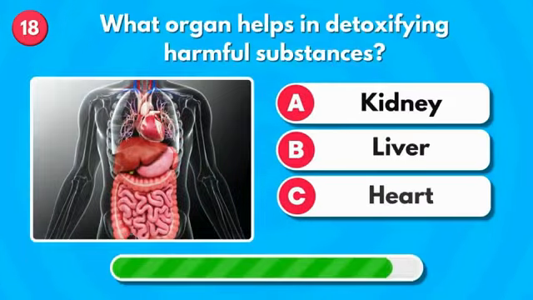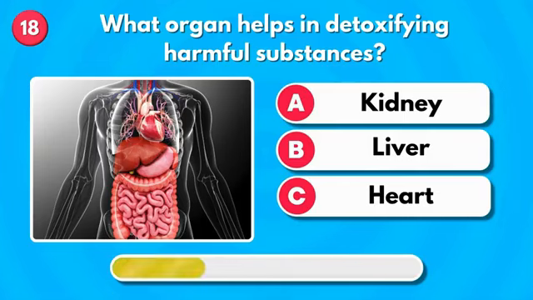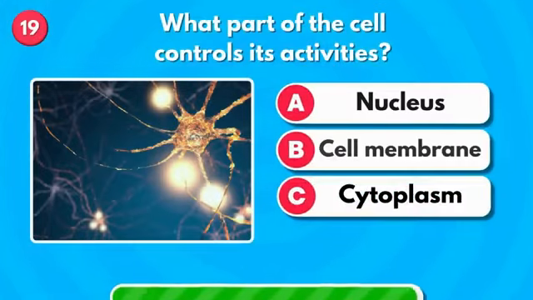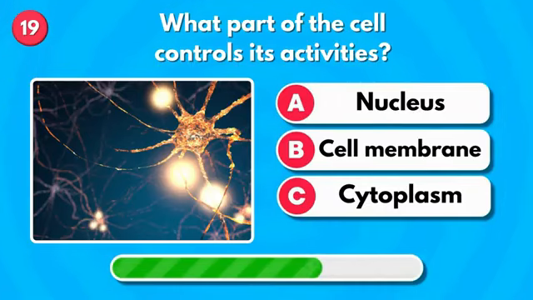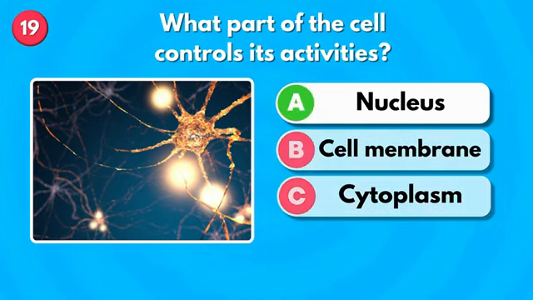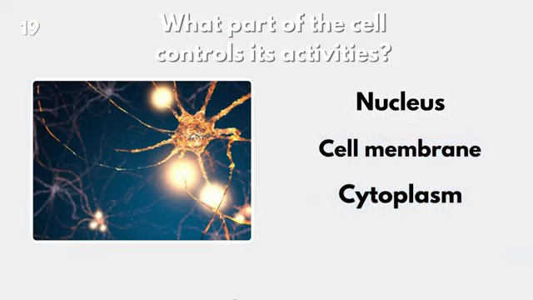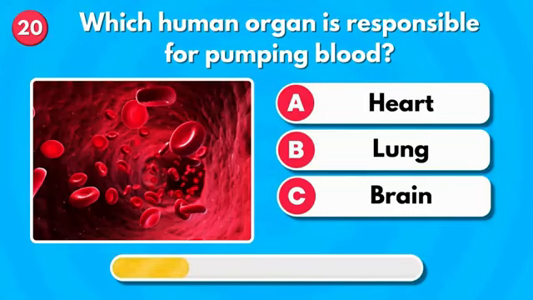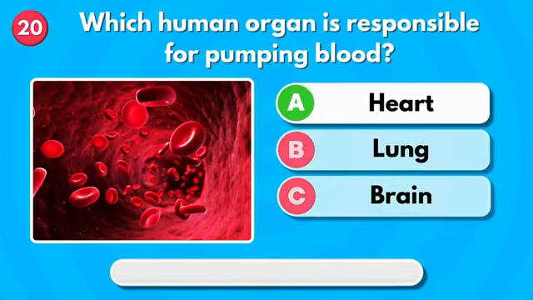What organ helps in detoxifying harmful substances? Liver. What part of the cell controls its activities? Nucleus. Which human organ is responsible for pumping blood? Heart.